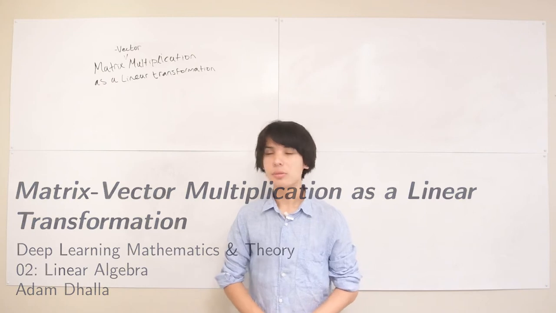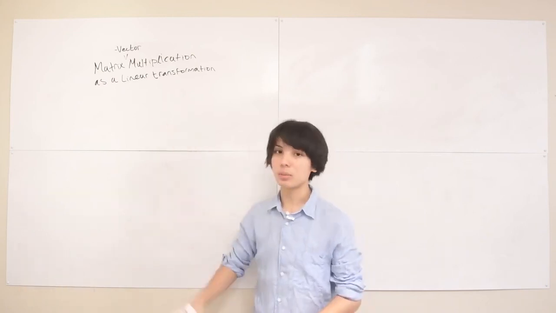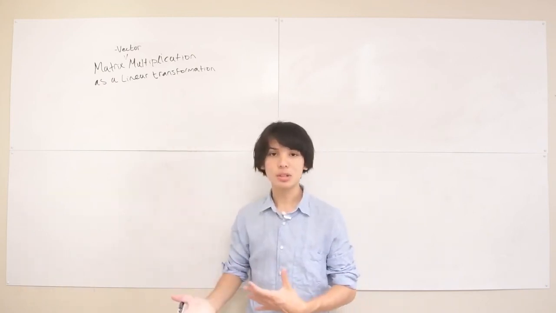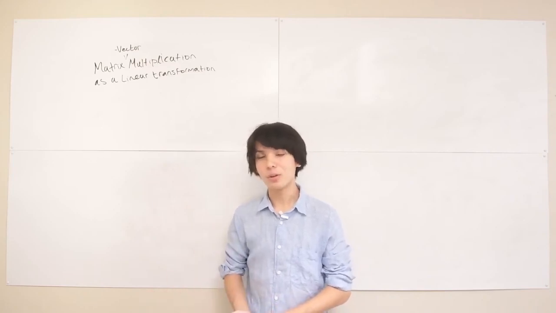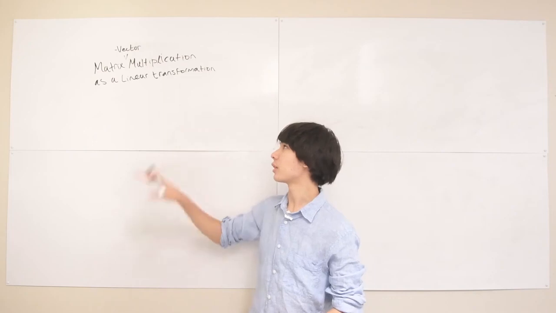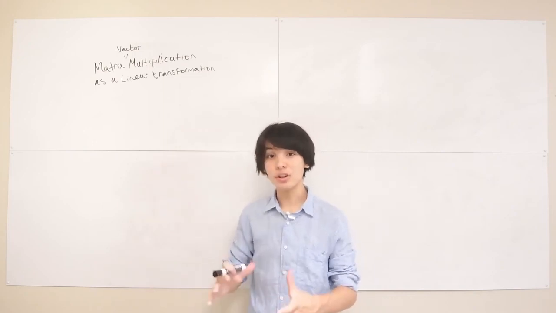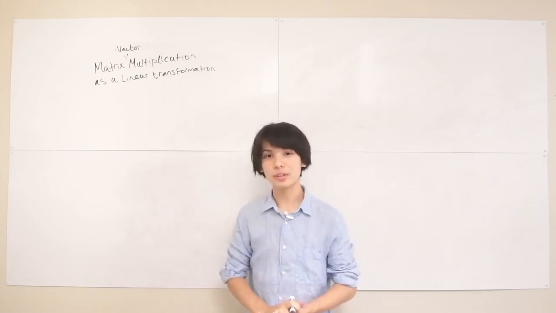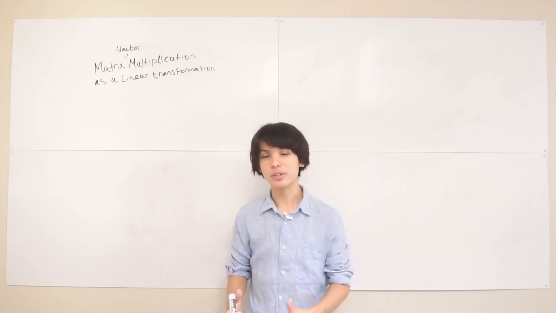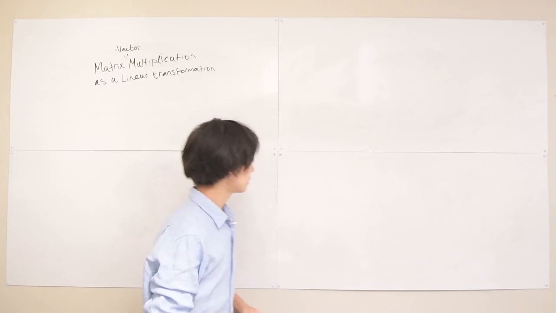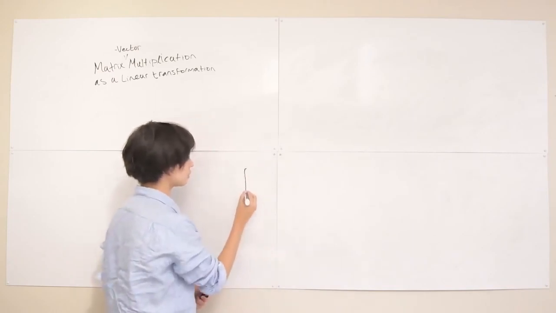Hi, in this lecture I want to see how we can view matrix vector multiplication, instead of just matrix vector multiplication, as a linear transformation. We can use matrix vector multiplication as a function that takes in some vector and transfers it to some other point in Cartesian space. Alright, so let's take an example vector to start off with.